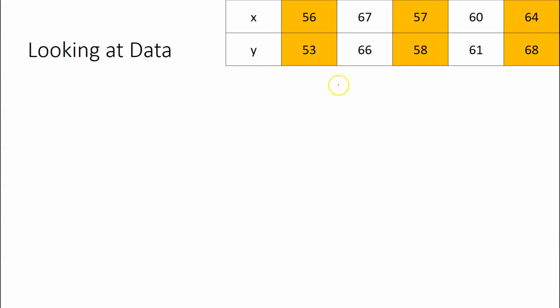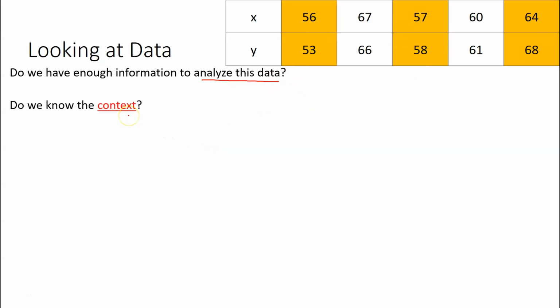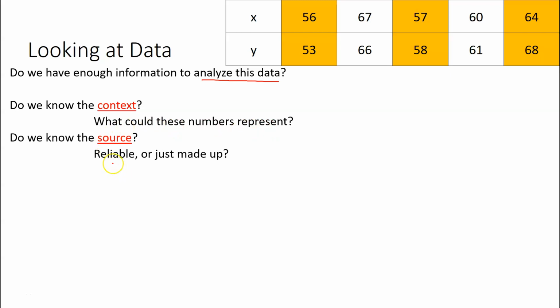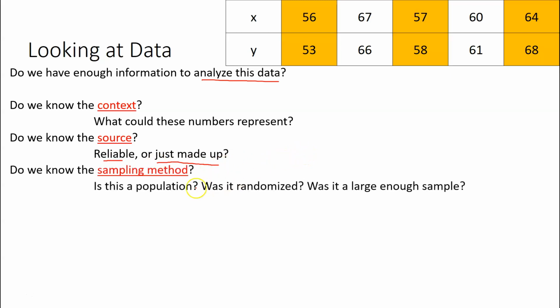Looking at data, got some numbers here. When you look at data, you should be asking, do we have enough information to analyze? Well, maybe, like in this case, I suppose we could find an average, a mean, or something. We could do some analyzing there. Do we know the context? What could the numbers represent? Do we know the source? Is it a reliable source, or did somebody just make them up? There's an old joke, 57.2% of all statistics are made up on the spot. Do we know the sampling method? Is it covering the entire population? Was it a random sample, or did they just grab whatever it is they're studying here, the easiest things they had to get to, and puke out the numbers? Was it a large enough sample?